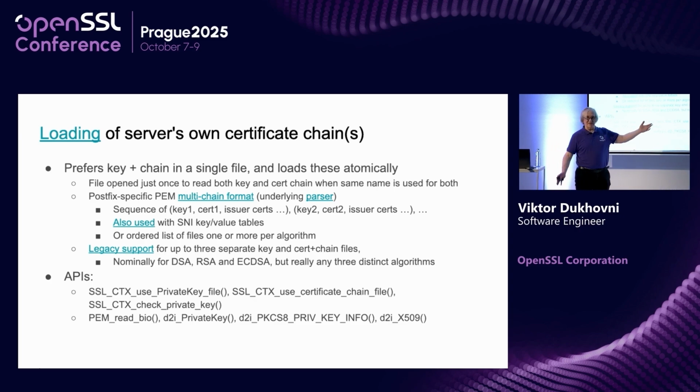So Postfix supports this kind of enriched PEM file format in which one or more chains appear in the same file. Or they can be in separate files, but the order has to be the same. So it's key, certificate, issuers in any number of consecutive files. So there's a list of file names, and together they yield a list of chains.